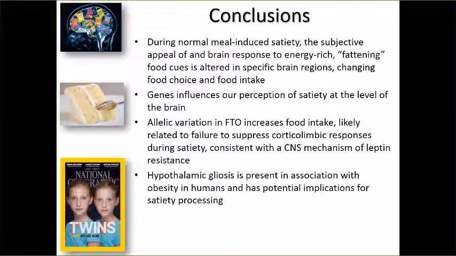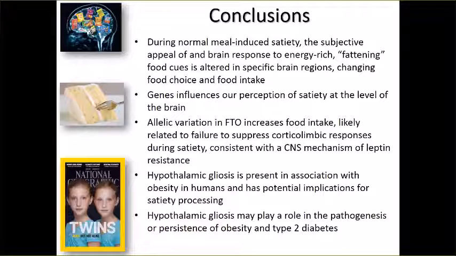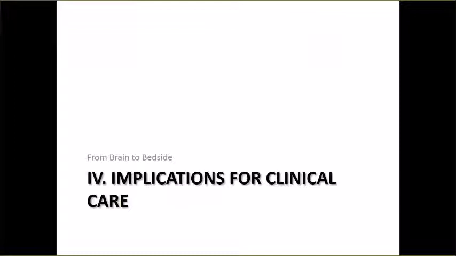We believe there's accumulated evidence that hypothalamic gliosis is present in association with obesity in humans, and it has potential implications for satiety processing, as well as in the pathogenesis and the persistence of obesity and type 2 diabetes. So we've toured the brain. Let's get back to our case and see what we've learned.